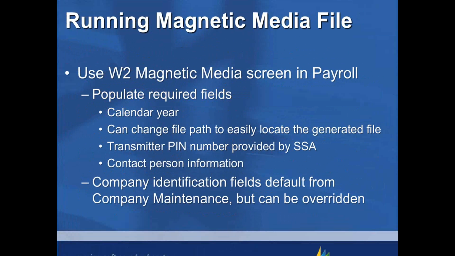Okay, for those of you that have to use magnetic media, there's a separate screen for doing the magnetic media. In that screen, you will populate the required fields, which includes the calendar year. Of course, you can save that file wherever you want to by just browsing to another location from the default. You have to have, of course, your transmitter PIN that would have been provided by the Social Security Administration, and you fill in the contact information. Company identification fields will default from the company maintenance screen, but you can override it when you print.